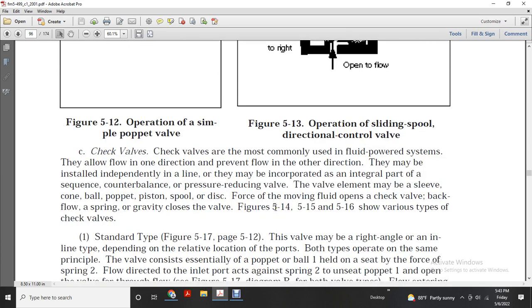Check valves. Check valves are most commonly used in fluid power systems. They allow flow in one direction and prevent flow in the other direction. They may be installed independently in line, or they may be incorporated as an integral part of a sequence or counterbalance or pressure reducing valve. The valve element may be a sleeve, cone, poppet, piston, spool, or disc. The force of moving fluid opens the check valve, and back flow, with the spring and gravity, closes the valve. Figures 5.14, 5.15, and 5.16 show various types of check valves.